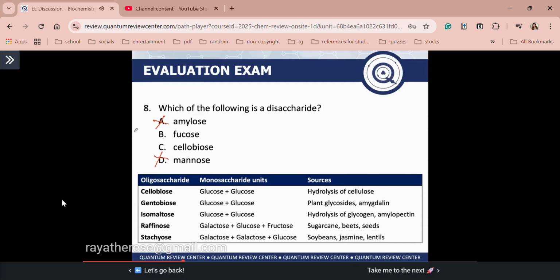Also, fucose, what is it? That's a monosaccharide as well. So class, clearly, our answer here is letter C, cellobiose. Diba, very easy, as long as you know the nature or property and classification of our carbohydrates. Let's proceed with our 9th question.